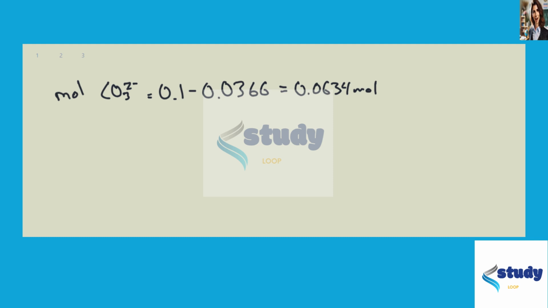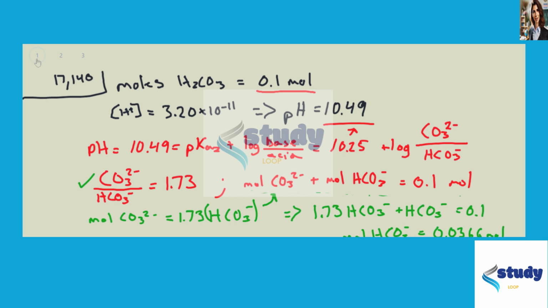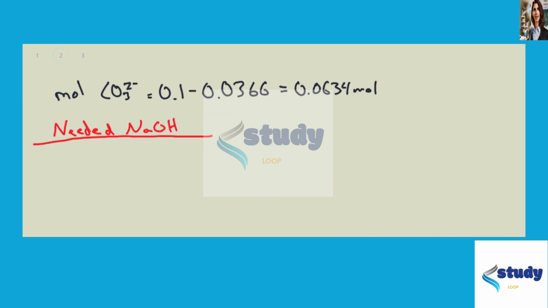So now we get back to the question of how much NaOH do we need. So let's look at how much NaOH is needed. So first, we needed to neutralize this amount of carbonic acid at the first equivalence point. So we needed 0.1 moles to reach first equivalence.